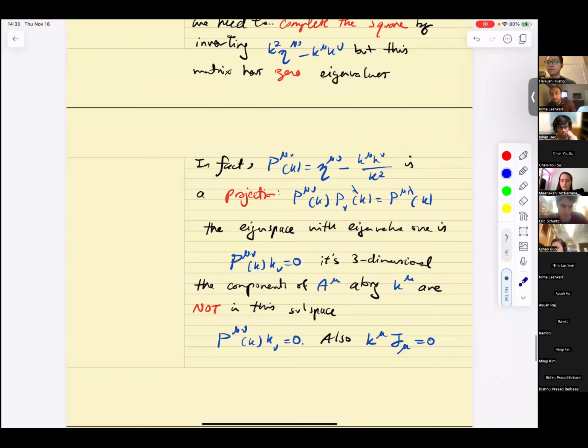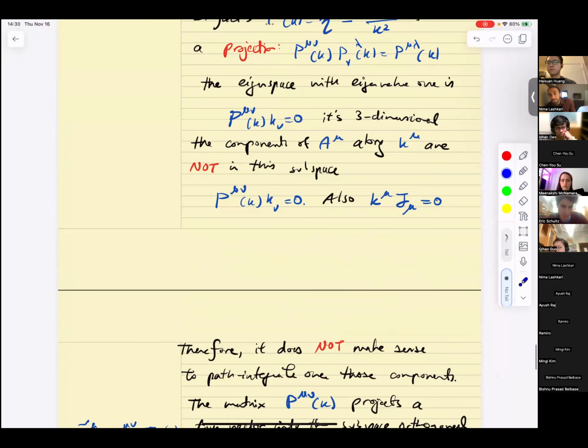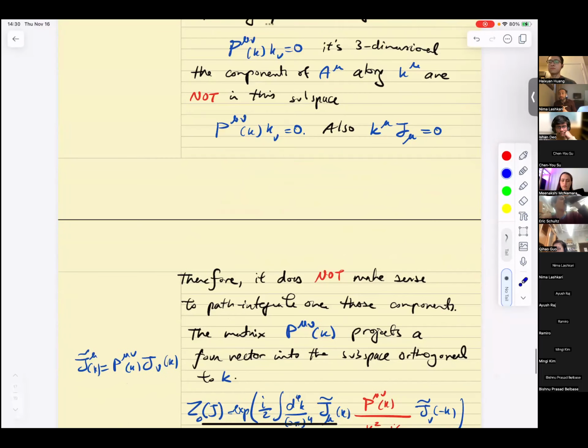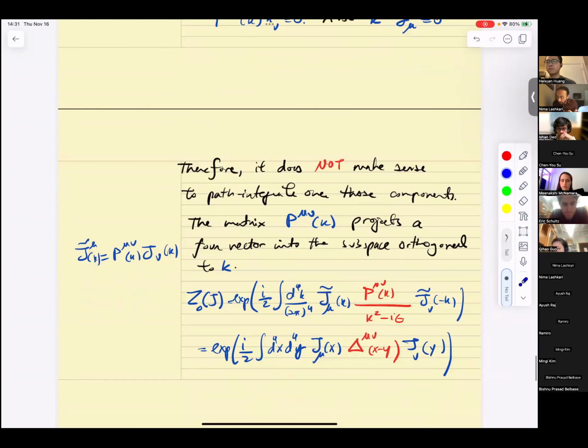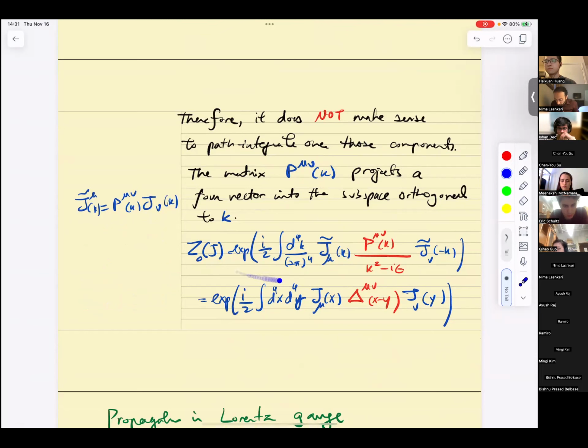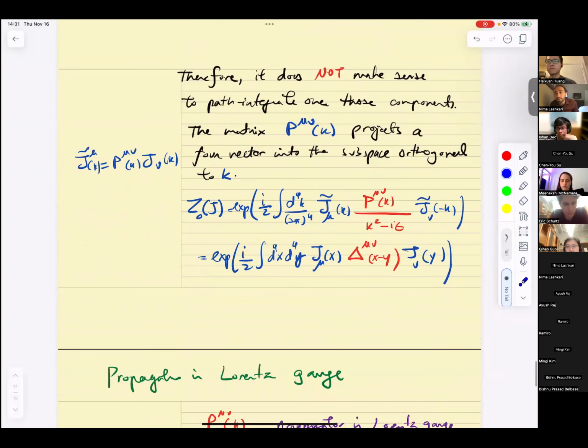So if we have both of these conditions, it's silly to path integrate on A mu's element in the direction of K. That's just unphysical, right? It has to be projected out, you shouldn't path integrate over. So we do not path integrate over those directions. You redefine in your path integral A mu by the projection of A mu to this three-dimensional subspace. Now your projection is just identity, so it's invertible. And here you do the Gaussian integral. This is your Z0 of J. This is your propagator in Lorentz gauge, right? And its Fourier transform is a propagator in real space.